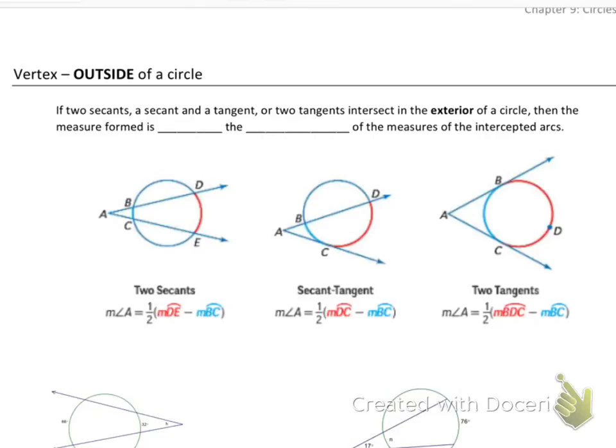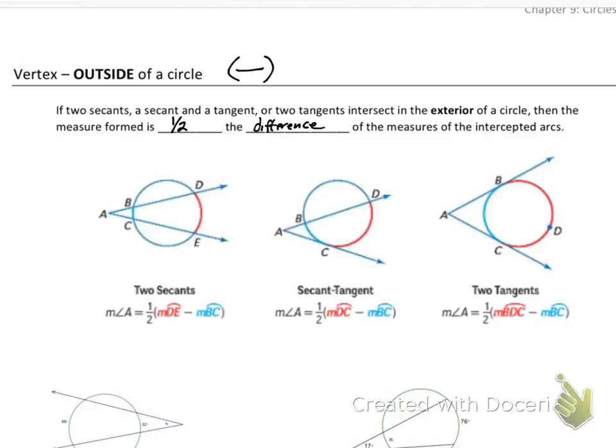All right, when they cross on the exterior of the circle, then the measure formed is, well, it's still half. But who wants to take a guess? I stress the importance of the other one being adding. Who can guess what we're going to do on this one? We're going to get the difference. Yep. Of the measures of the intercepted arc. So outside is going to be subtraction. Inside addition, outside subtraction. Remember, inside they make a plus sign. These don't make a plus sign.